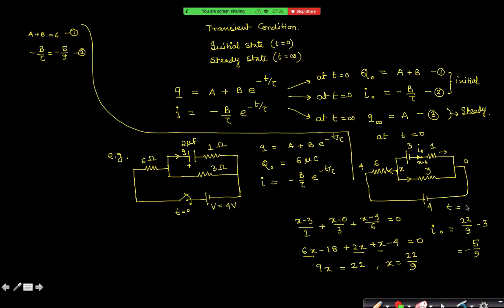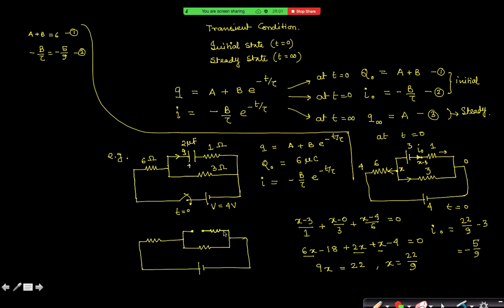Now at t equal to infinity, how will the circuit look like? This is the circuit at t equal to 0. Can you tell me how the circuit will look like at t equal to infinity? Only 6 ohm and 3 ohm will be there, a series combination of resistors. You all know this, but again you have done some mistakes in calculation.